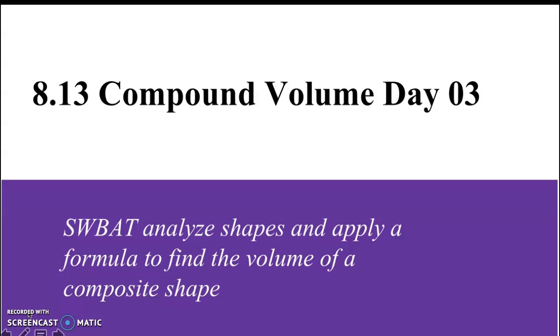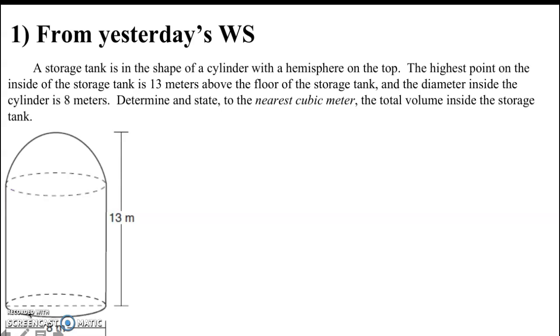Your objective is the same as Monday and Tuesday, which is to analyze the shape and apply the formula to find the volume of the composite shapes. Now, before we go into anything, I actually want to take a look at this question from yesterday's worksheet. It was one of the most troublesome questions on the worksheet, and it involves some application. It says a storage tank is in the shape of a cylinder with a hemisphere on the top. So that's one of my shapes, and here's my other shape.